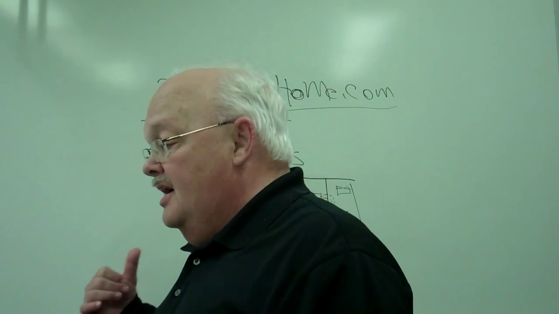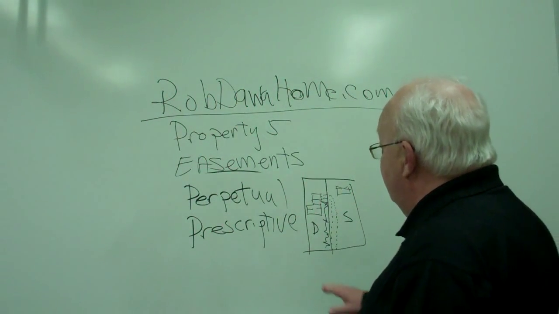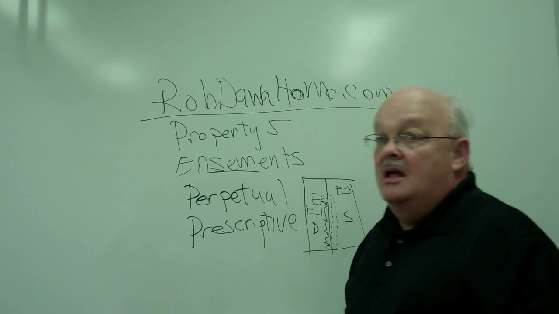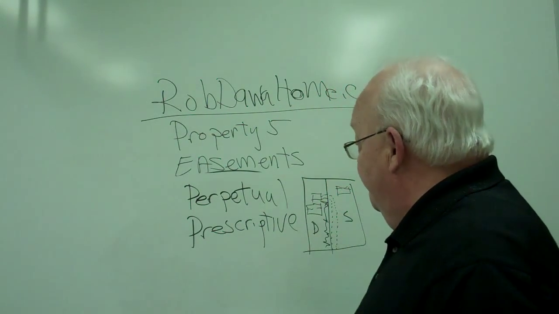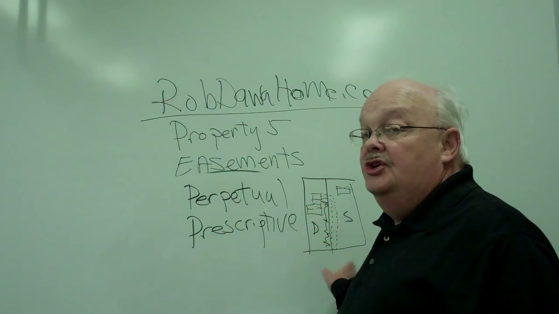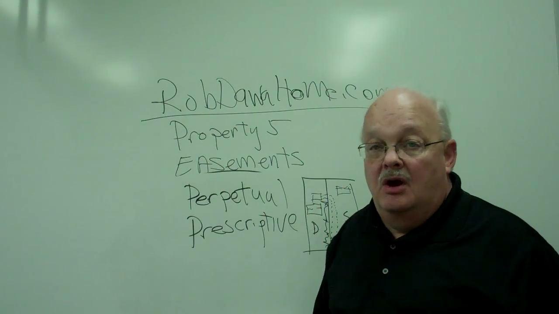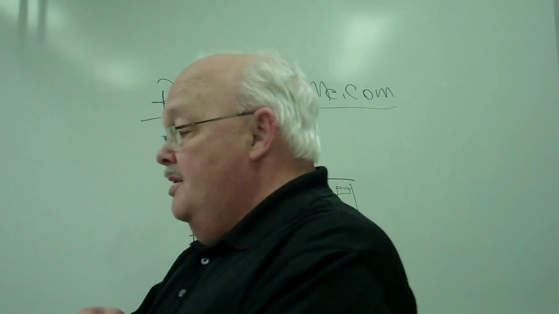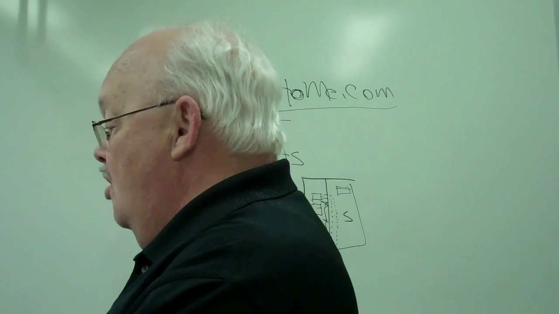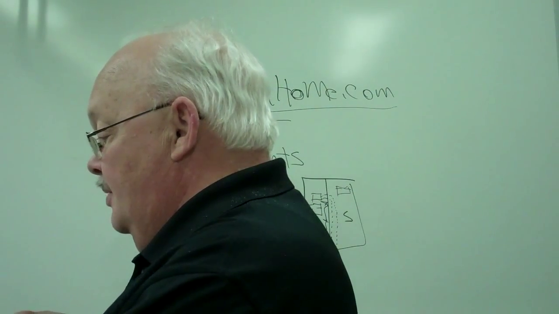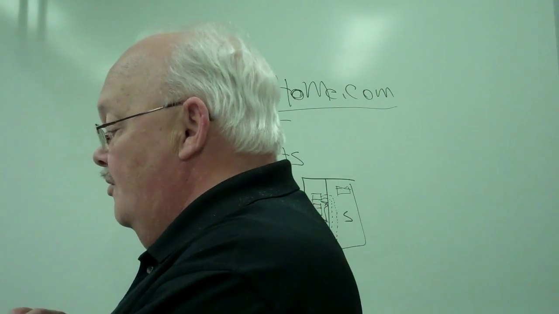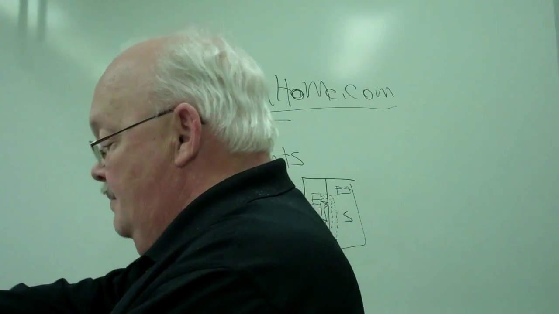And the thing about it is, like we said, it is perpetual, meaning it goes on and on and on. This land can always use this driveway. So it's pretty important that if you don't want that to happen, you've got to keep an eye on it. And if you're an absentee owner, this can be a really, really bad problem.